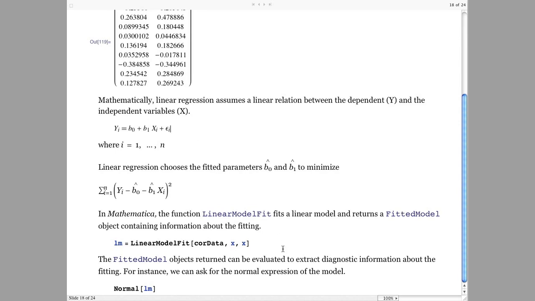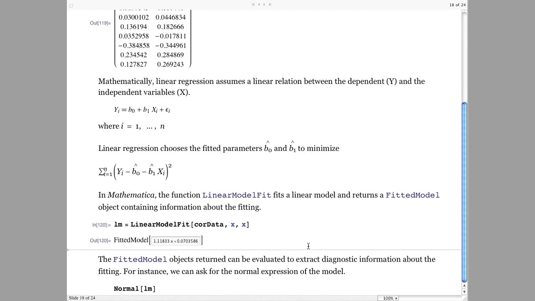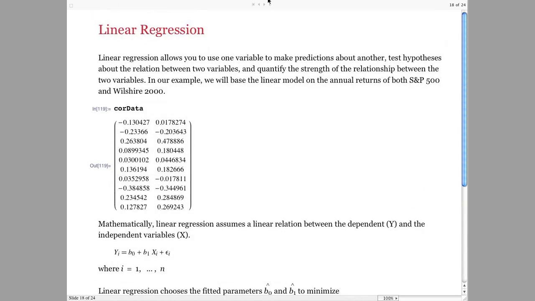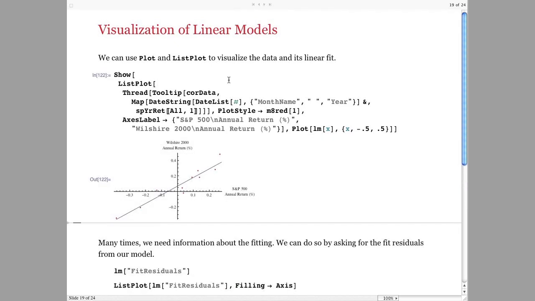In Mathematica, the function linear model fit fits a linear model and returns a fitted model object containing information about the fitting. For instance, we can ask for the normal expression of the model. We can use plot and list plot to visualize the data and its linear fit.